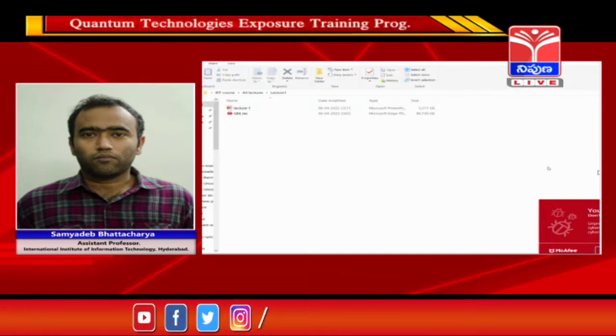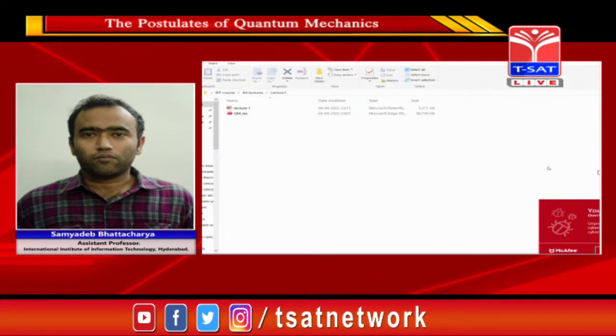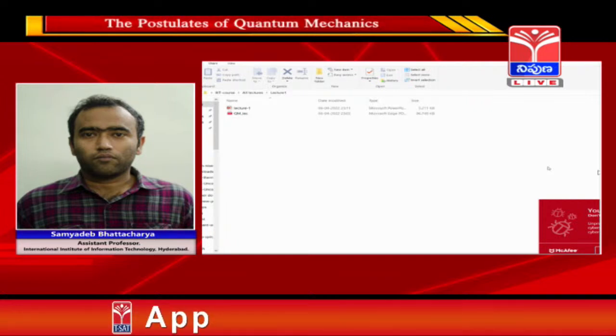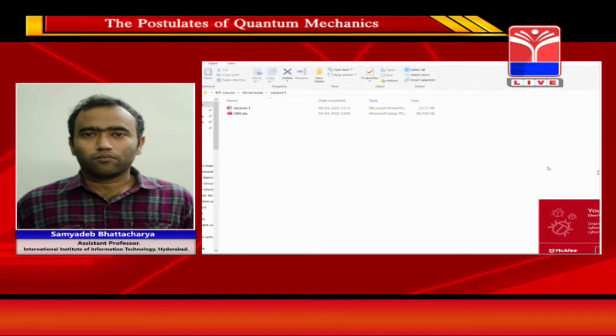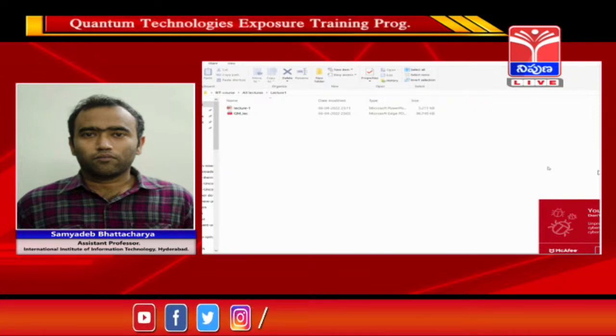There is another question, by Manosa from Nizamabad. My question is, why is quantum computing important in present technology? Okay, it is a very subjective question. There are many reasons.